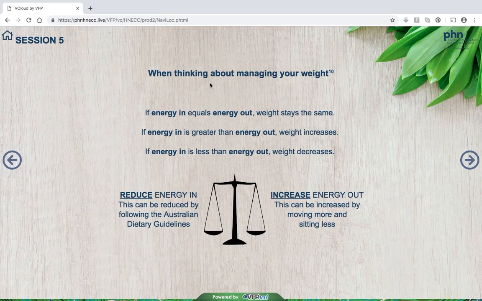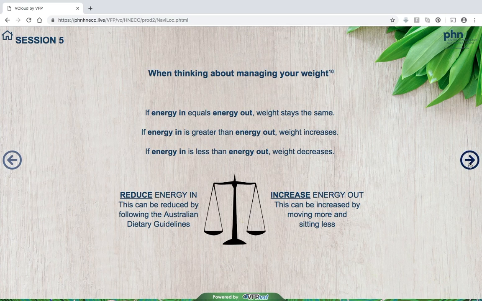This page is about thinking about managing your weight, and it's all about the energy balance. So if energy in equals energy out, their weight will stay the same. If energy in is greater than energy out, your weight increases, and if energy in is less than energy out, your weight decreases. So you could show this set of scales and highlight the importance and the consideration that if they can work towards reducing the energy in and also increasing the energy out, they'll create an energy deficit which will result in a decrease in weight over time.